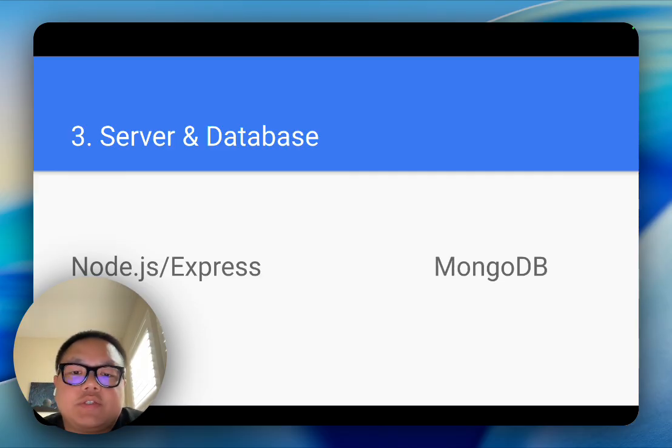It is perfect for our stack because it stores data in JSON-like documents, which makes it incredibly seamless to move data from the database through the Express server and directly to the JavaScript front end.